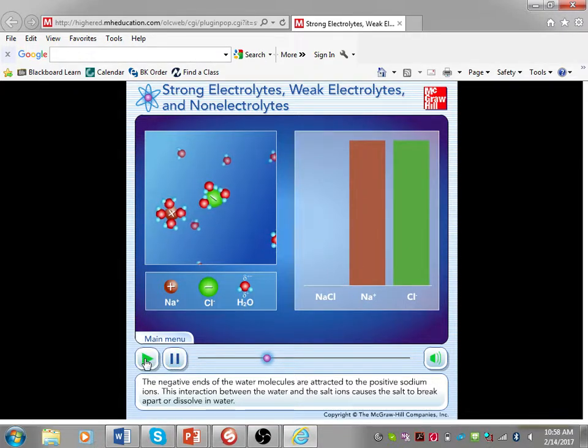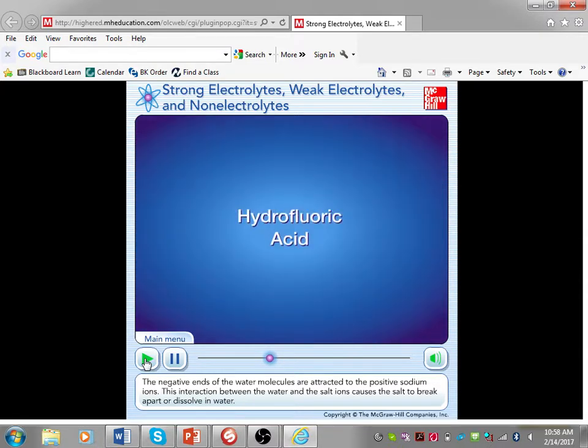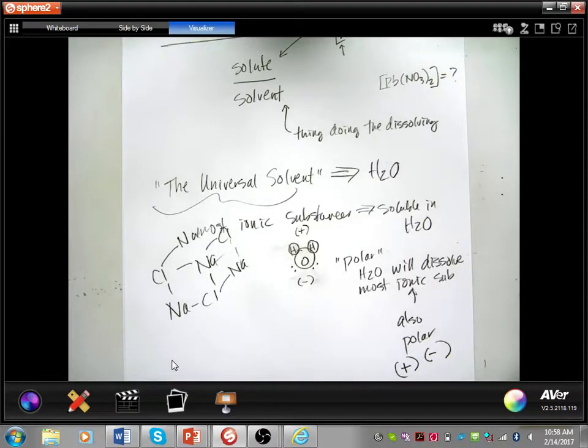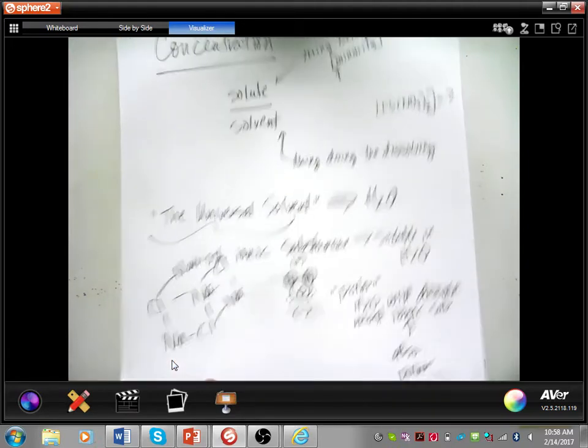All right, let's continue with the animation. Now they're going to talk next about strong versus weak acids. All right, strong versus weak acids are similar in that they either dissociate or don't dissociate. Let's go back and I'm going to show you some strong versus weak acid ideas here. All right, so strong versus weak acids.